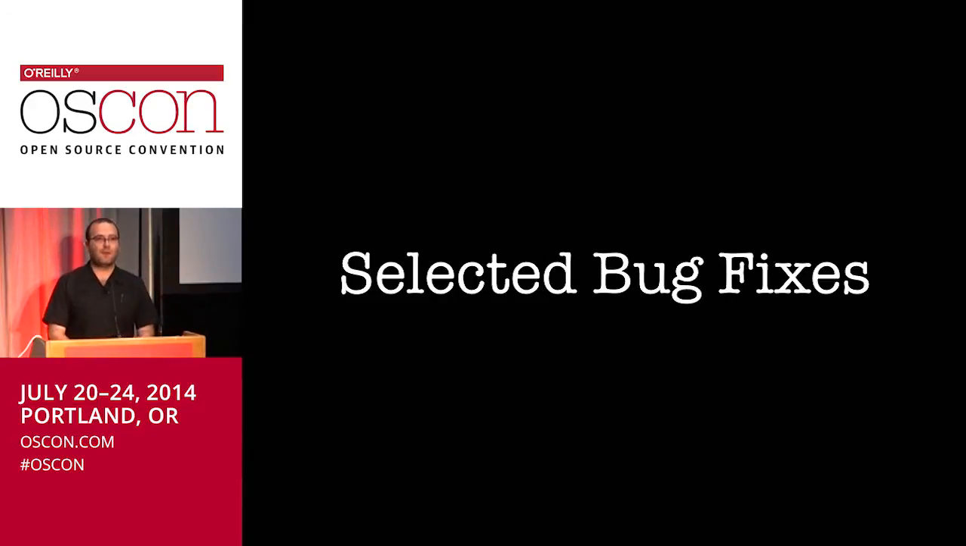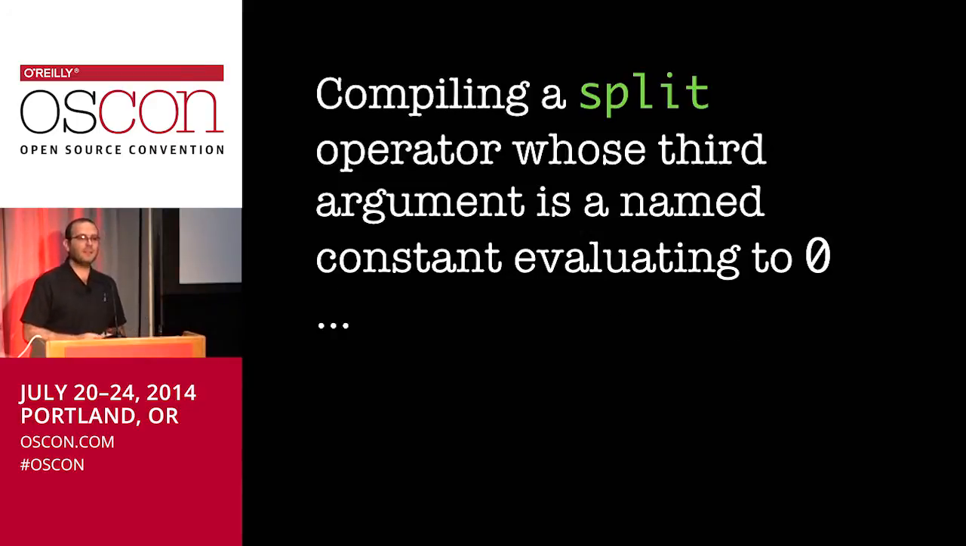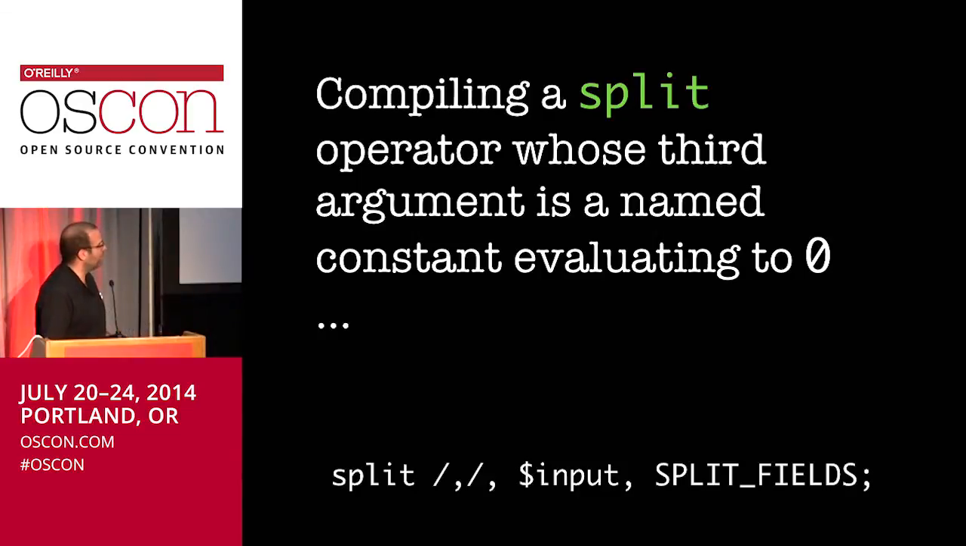Bug fixes. OK, I've made a short list of bug fixes to discuss with you. My selection criteria were that they made me laugh out loud. So these are mostly presented as excerpts from the Perl Delta. Compiling a split operator whose third argument is a named constant evaluating to 0. Okay, so that looks like this. We're going to split something on commas, but only up to split fields number worth of them.